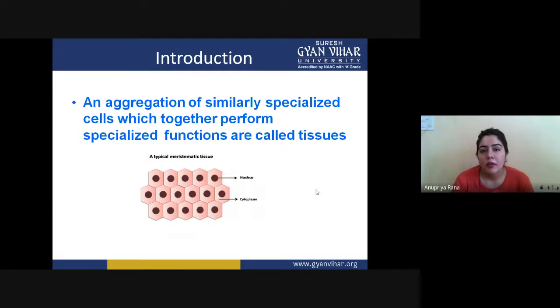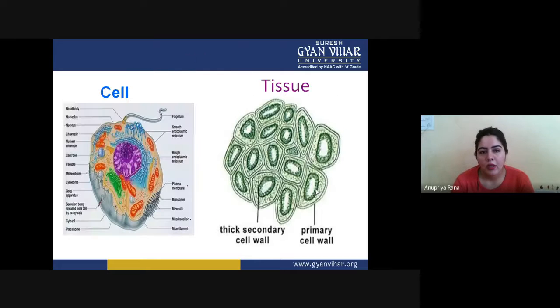Before going to the tissue part, we have to know that tissues are basically a specialized aggregation of cells which perform a special function together. So the collaboration of all the cells on one particular platform, functioning together, is called a tissue. Now you can see here a diagram of one cell and another diagram of the tissue. If you want to know more about the tissue, you also have to be very particular about what kind of cell is forming that tissue.